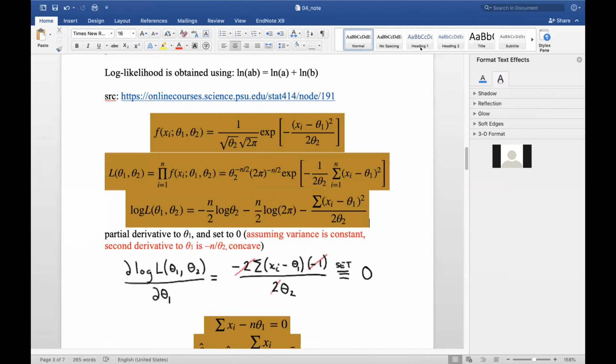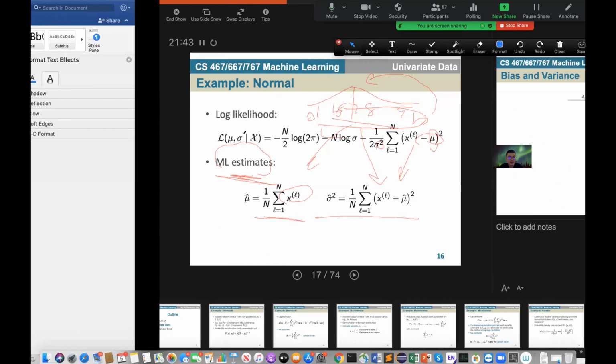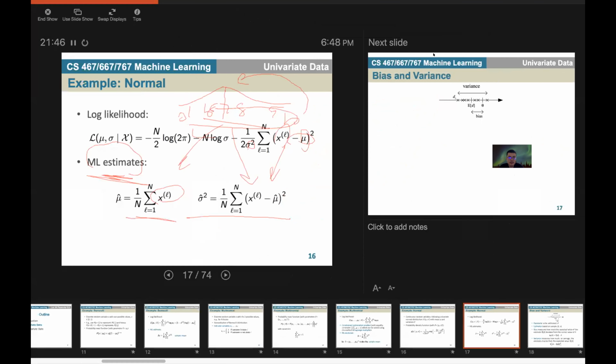The purpose of this is we're trying to estimate the mean and variance, the mu and the sigma. We want to find the theta 1, theta 2 that maximizes the likelihood. This likelihood is the likelihood you see those X values, 5, 6, 7.